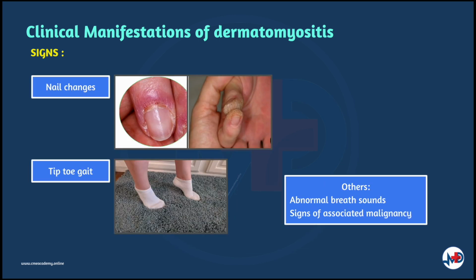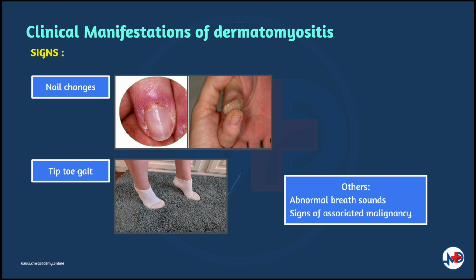When examining patients, we must look for some important signs to diagnose dermatomyositis. Skin changes are main signs of dermatomyositis. Dilated capillary loops at the base of the fingernail, along with cuticular hypertrophy and ragged cuticles causing nail changes, may be present in dermatomyositis patients.